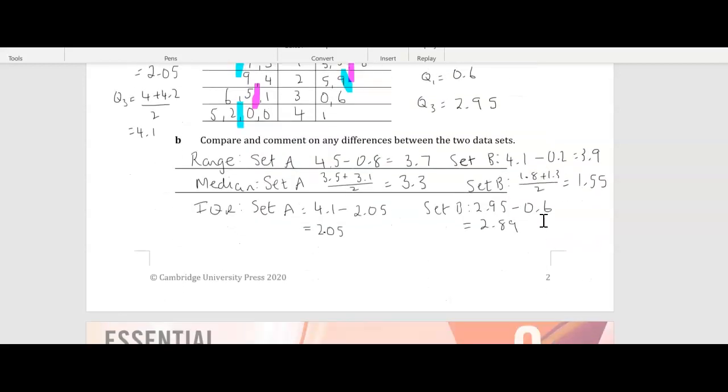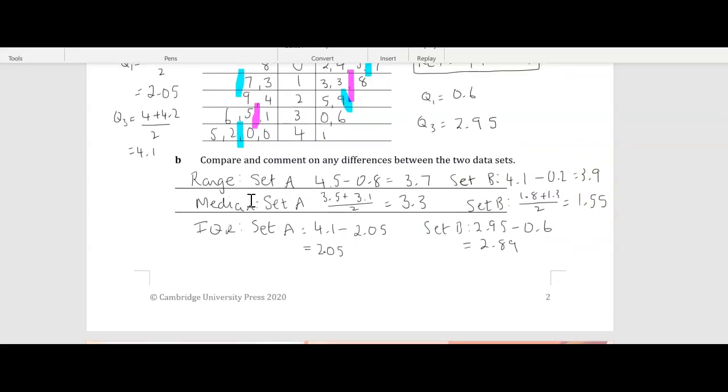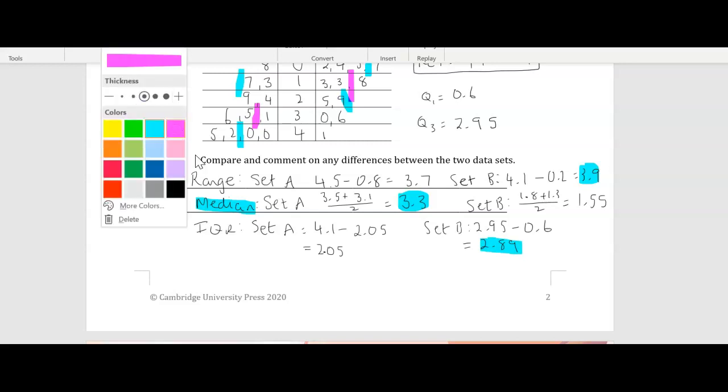Okay, so if we're commenting on these, with the ranges, they're quite similar, but set B has a greater range, so I'm going to highlight that. So set B has a bigger range, but the median, which is what we should be using, is bigger for set A. So set A has a larger median, 3.3, and set B has a larger interquartile range. So if you're comparing, usually we just compare using the median.